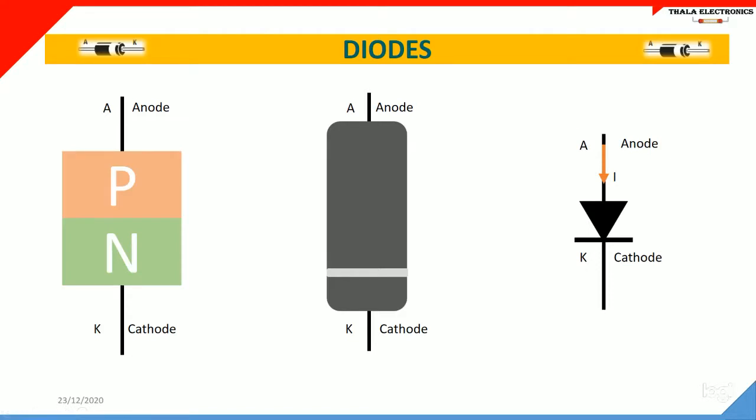In order to easily remember the position of the anode and the cathode, just remember the line. This line is near the cathode, and some people are able to imagine a K like this, and then say that the cathode is this side. Okay. Now let's go on.